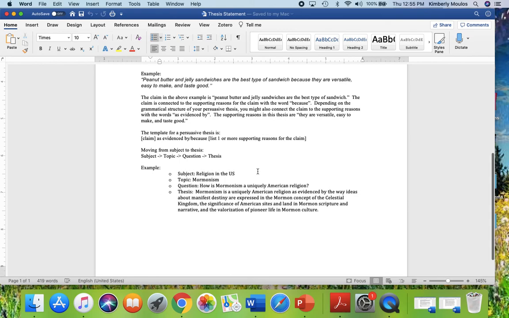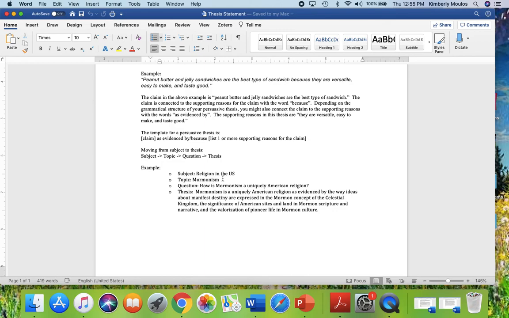So here is an example. If a student was taking the class, and I think I wrote a paper similar to this in my undergrad, the subject would be religion in the United States. So for a topic, how do you narrow that down? It'd be easy to just pick Mormonism, a tradition that developed in the United States. So I'm interested in Mormonism.